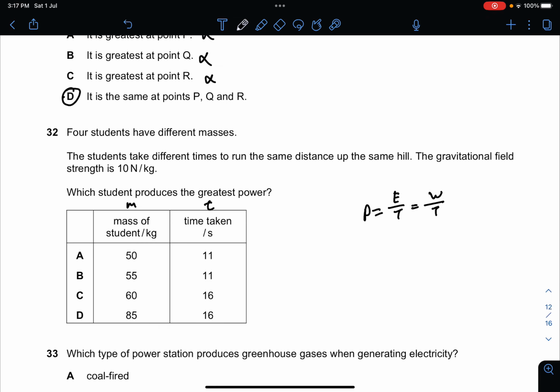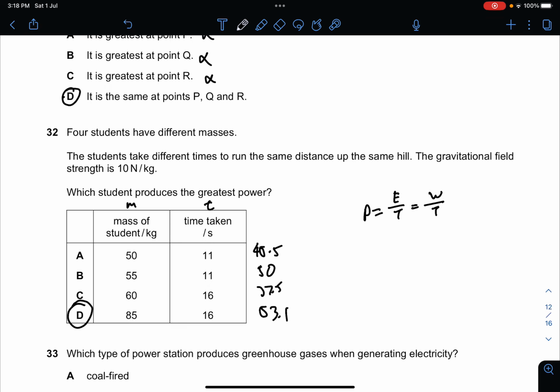This is 45.5, and the second one is 55 times 10 divided by 11. This is about 50, and 60 times 10 divided by 16 is 37.5, and 85 times 10 divided by 16 is 53.1. So the answer is D.